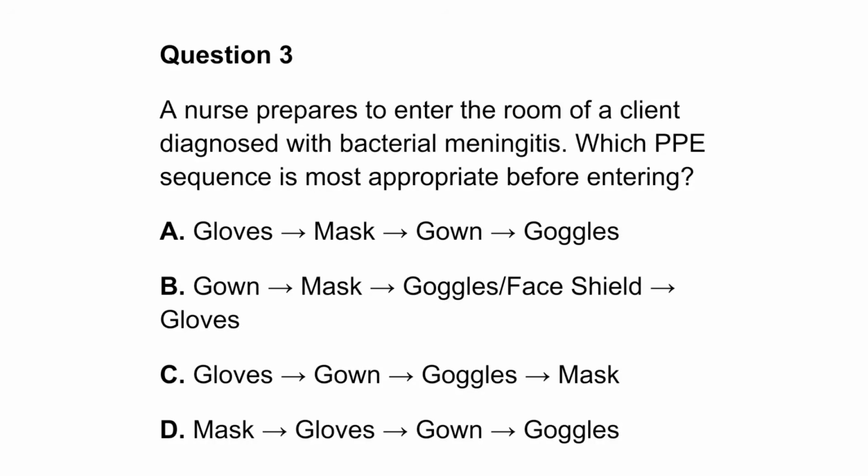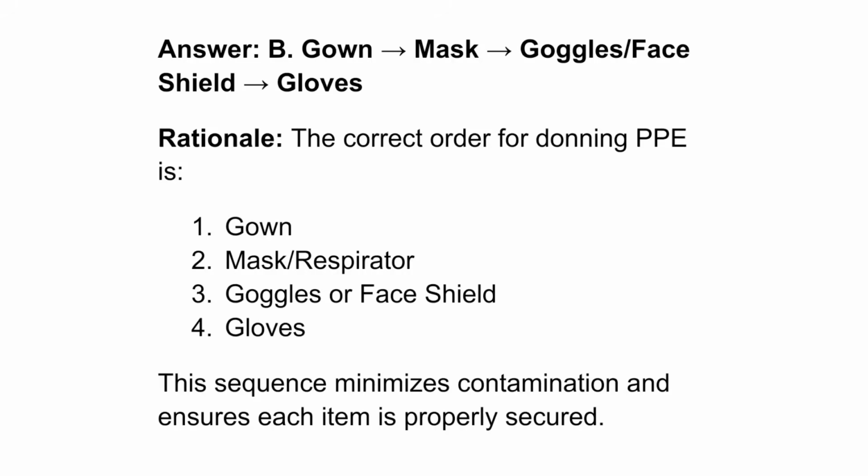Question 3. A nurse prepares to enter the room of a client diagnosed with bacterial meningitis. Which PPE sequence is most appropriate before entering? A. Gloves, mask, gown, goggles. B. Gown, mask, goggles or face shield, gloves. C. Gloves, gown, goggles, mask. D. Mask, gloves, gown, goggles. Answer: B. Gown, mask, goggles or face shield, gloves.